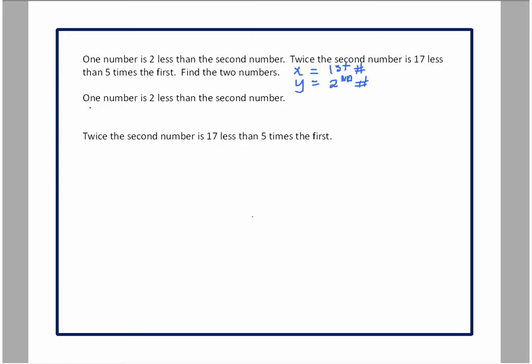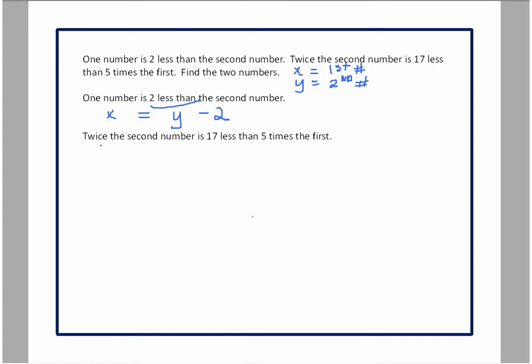The first sentence says one number, so that's going to be the first number. So we're going to put x there. I just do this directly from the words. Is means equals. This part, 2 less than something, kicks to the end because we're going to subtract 2 from whatever that second number is. So we're going to subtract 2 from the y, the second number. So we get y minus 2.